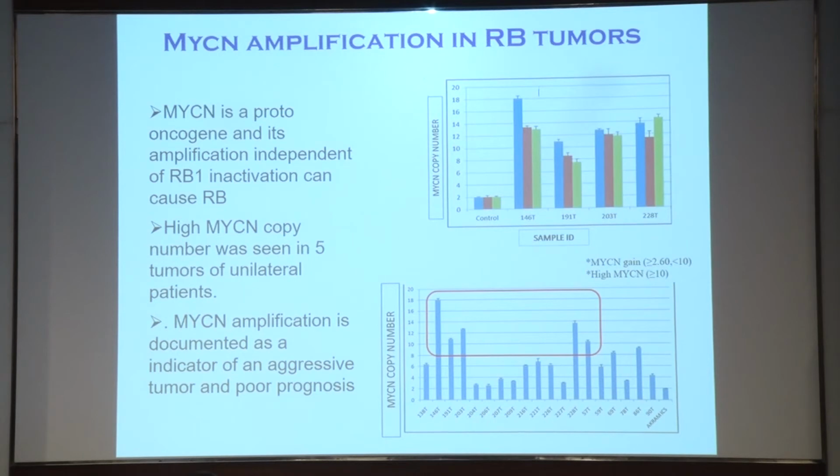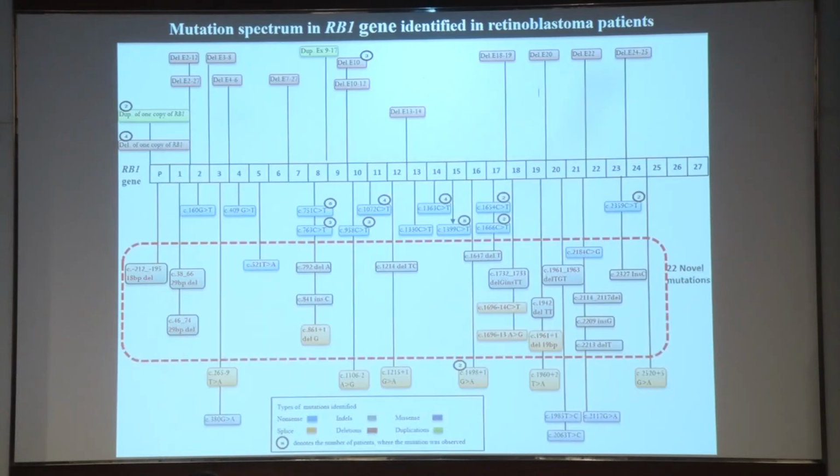MYCN has another aspect to it. It's an aggressive tumor with a very poor prognosis. Again, all of these will have relevance in terms of management, and all of these will help us to prognosticate and tell the patient well ahead whether this is going to be a chemo-resistant or chemo-sensitive tumor.